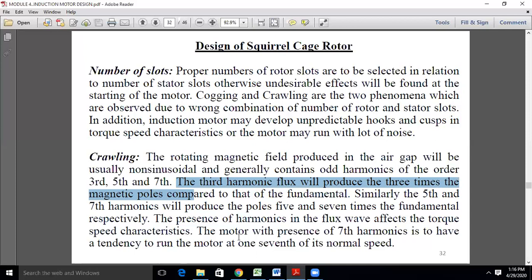The presence of the harmonics in the flux wave affects the torque speed characteristics. So the motor with the presence of seventh harmonic has a tendency to run at 1/7 of its normal speed.